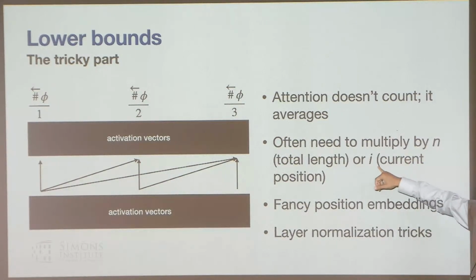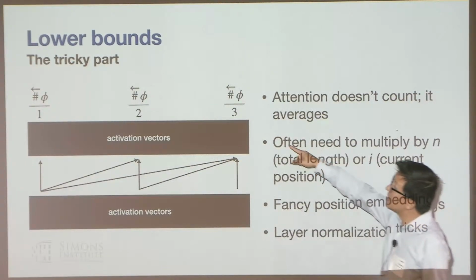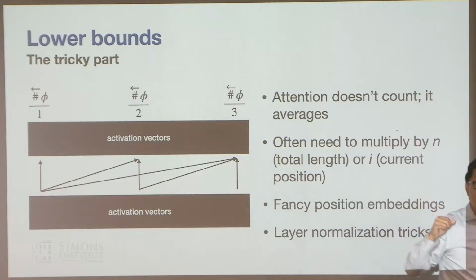We often find ourselves having to multiply by the current position or multiply by the total length of the string, and this is a recurring annoyance that many of these papers have to deal with. So one possibility is you can use some tricks with position encodings, and you can also use some tricks with layer normalization. So Andy's paper uses tricks with layer normalization in order to remove these divisions by the position.